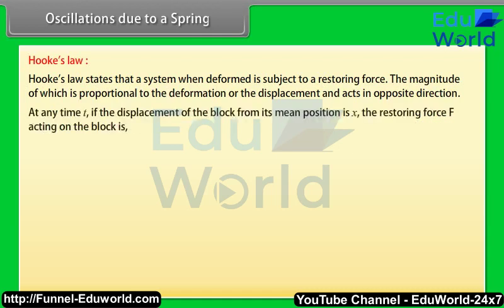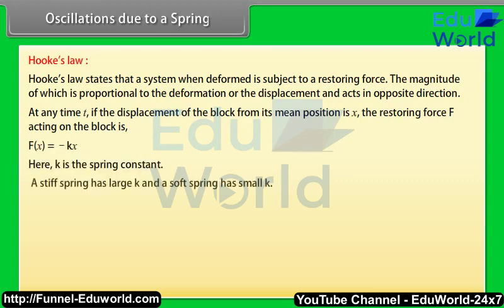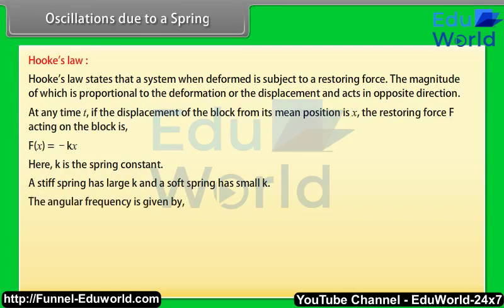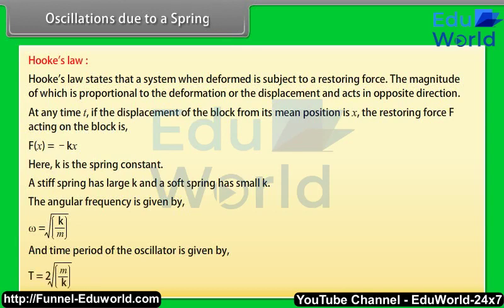At any time t, if the displacement of the block from its mean position is x, the restoring force F acting on the block is F(x) is equal to minus kx. Here, k is the spring constant. A stiff spring has large value of k and a soft spring has small value of k. For this system, angular frequency is given by omega is equal to under root k upon m, and time period of the oscillator is given by T is equal to 2 pi under root m upon k.